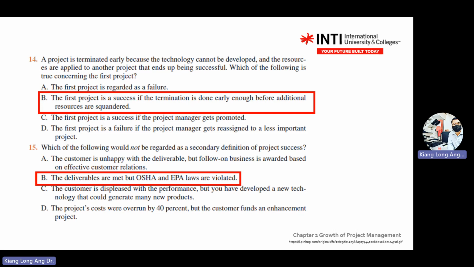Oh, violated. But they are violated. Yeah. So when you violate this one, it's not a success already. Okay. When you violate that one, because yes, secondary definition is an internal process, but they ask you how to define an internal process project as a success. But this one is not, right? You made it, but you failed the internal process. Yeah. Okay. Quite tricky, lah.